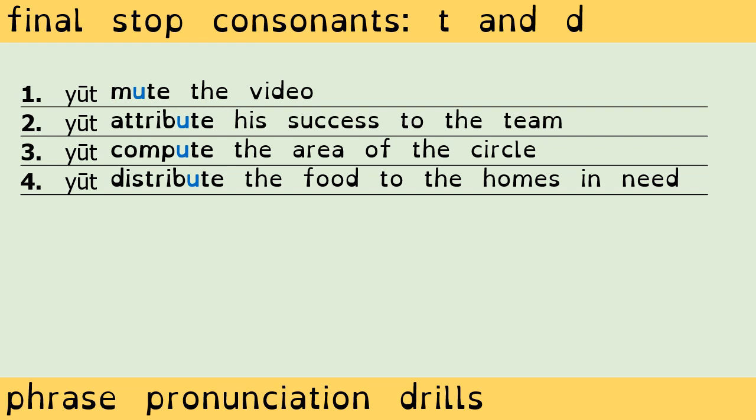The long U sound. 1. Ute. Mute the video. 2. Ute. Attribute his success to the team. 3. Ute. Compute the area of the circle. 4. Ute. Distribute the food to the homes in need.